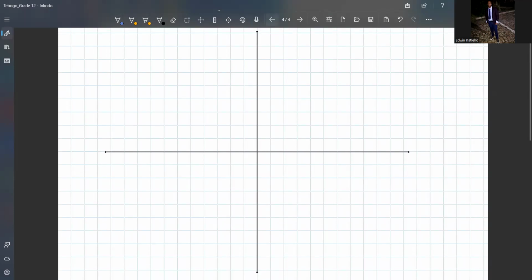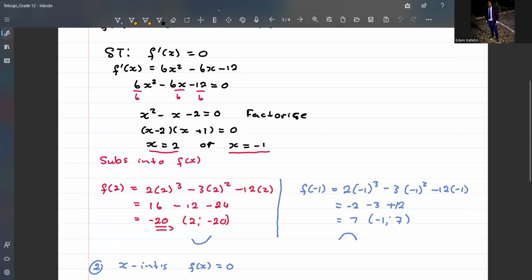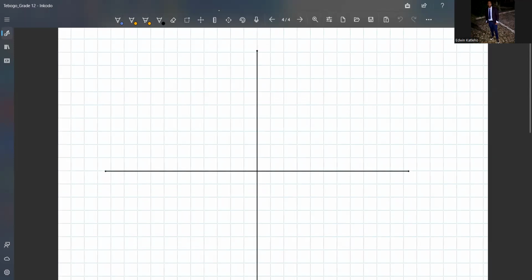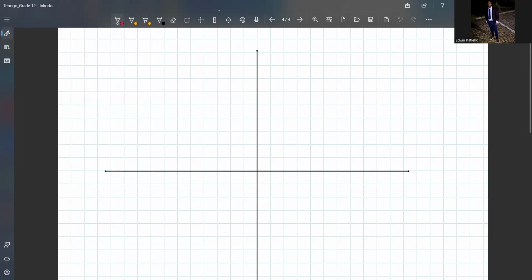All right, so let's go back. We know that our stationary points, let's start with stationary points. I've got -1 and 7. That one is easy to draw. So here's our -1, and we count up to 7. So this part here, x is -1. So here's our -1 and 7.